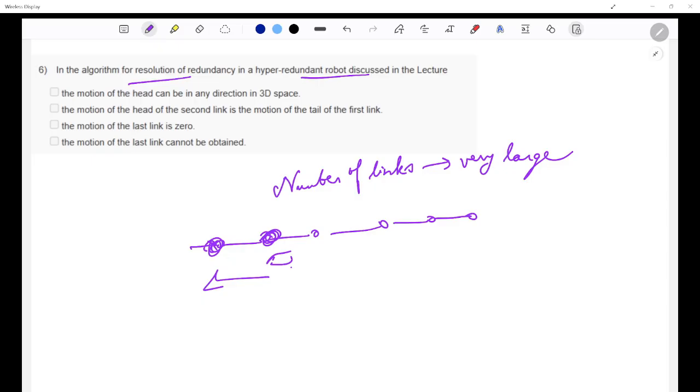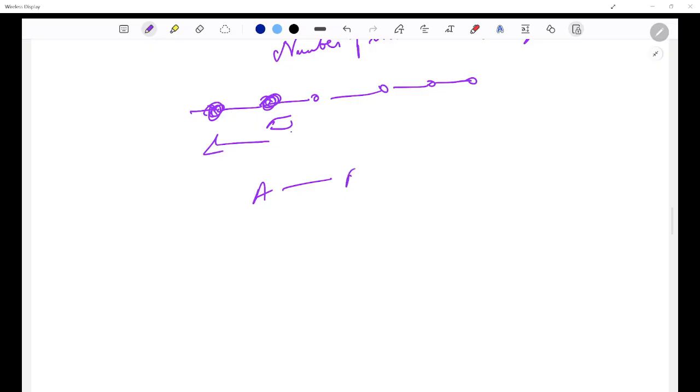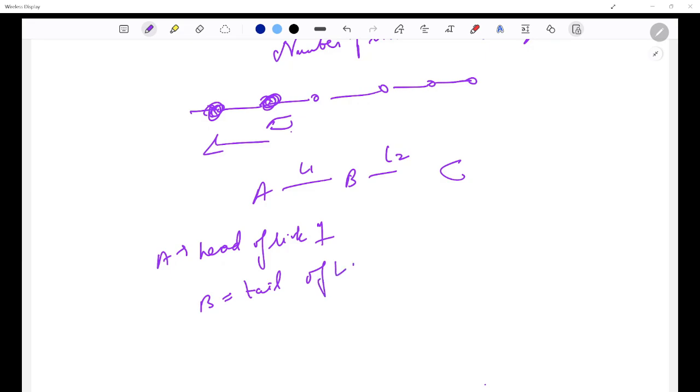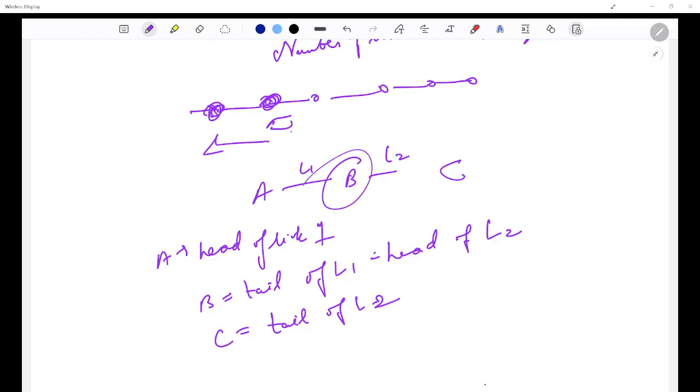Okay. So, if I draw it in this way, A, B and C, and A is the head of link 1. This is L1, this is L2. Link 1, and B is the tail of link 1, and it is also the head of link 2. Right, and C is the tail of link 2. Okay, so the velocity of B is shared by both the links.